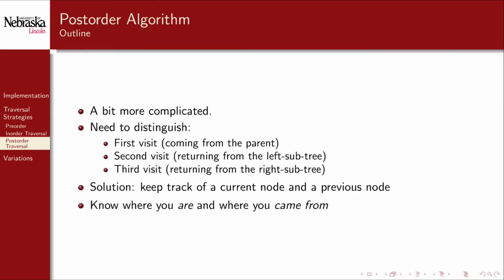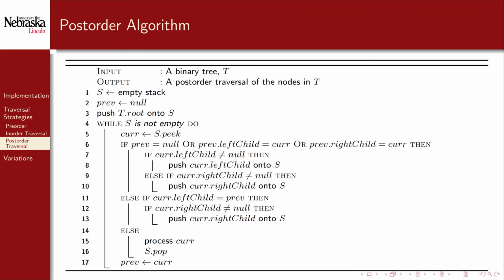This algorithm is a bit more complicated. We need to distinguish between three cases, whether it was the first, second, or third time that we visited the node, so that we can process it on the third and last time. To do this, we need to keep track of both a current node and a previous node, so that we know both where we are and where we came from. Here's the full algorithm.